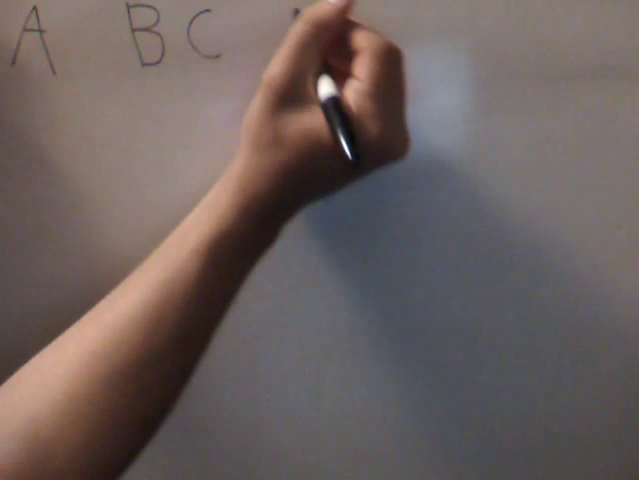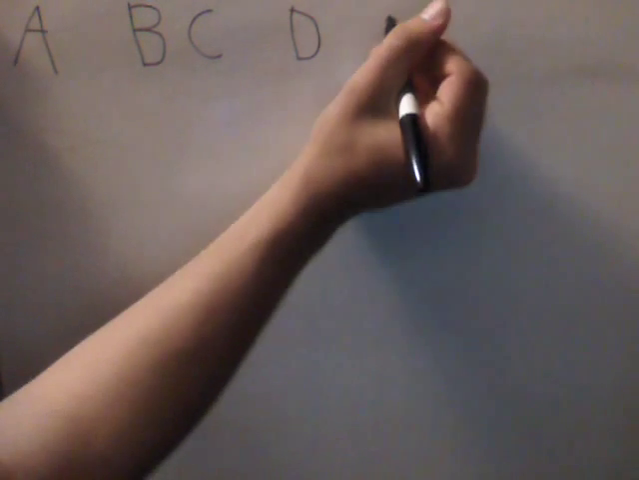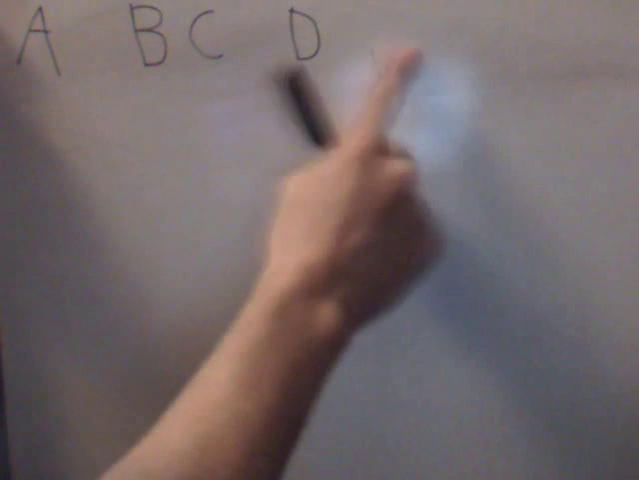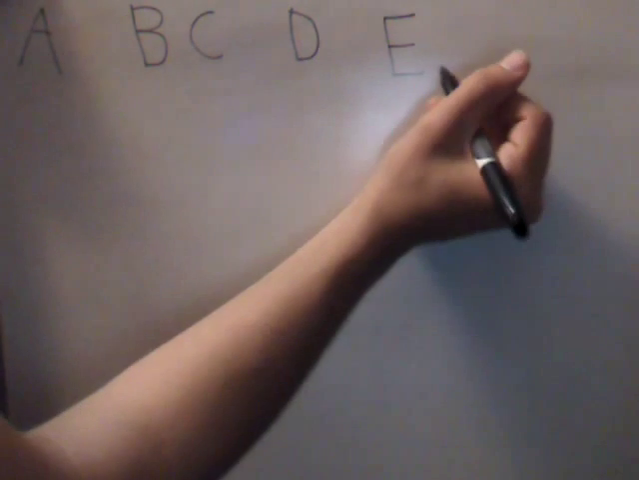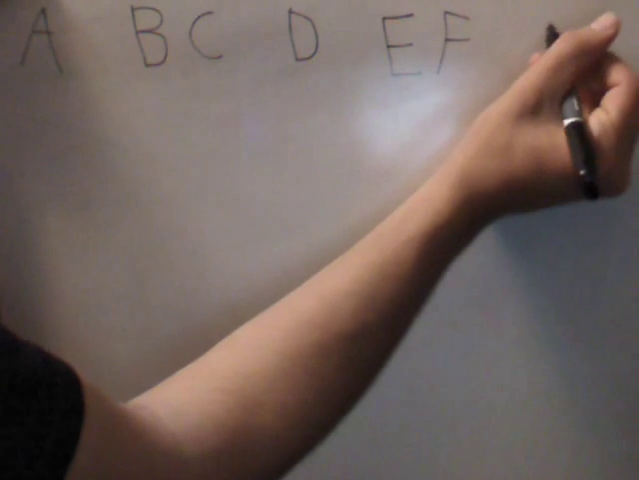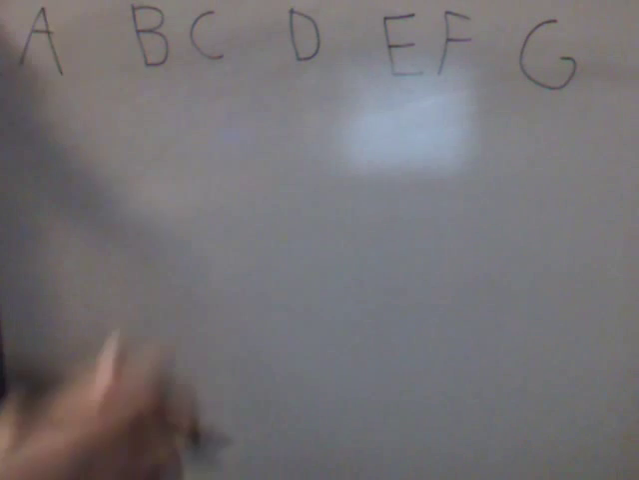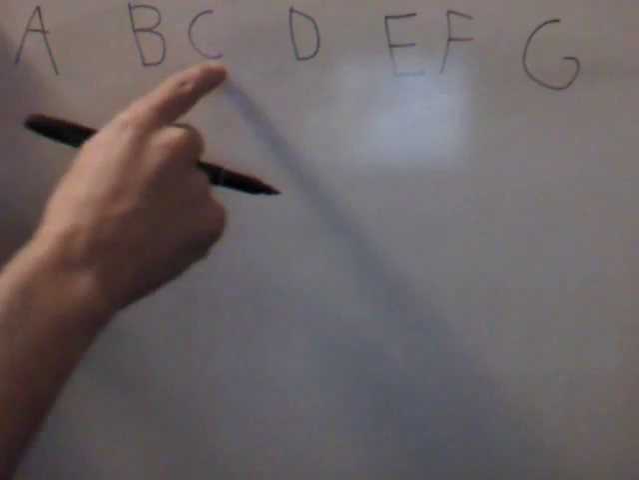There are 12 notes, and within these 12 notes there are 7 natural notes. These natural notes are just A, B, C, D, E, F, and G. And these are your 7 natural notes. 1, 2, 3, 4, 5, 6, 7.